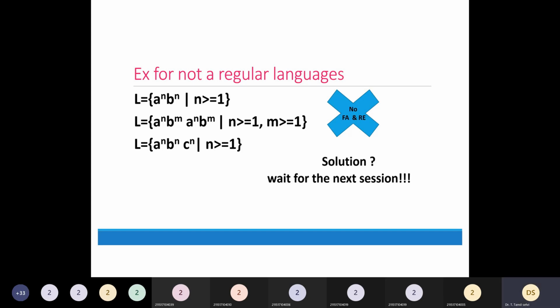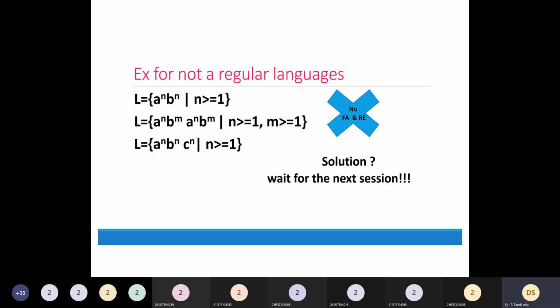Coming to the next example, same thing, a power n, b power m, a power n, b power n. For this also we cannot construct the regular expression, or we cannot draw the finite automata, so the given language is not a regular language. And then the last one, L equal to a power n, b power n, c power n, where n is greater than or equal to 1. This is also not a regular language.